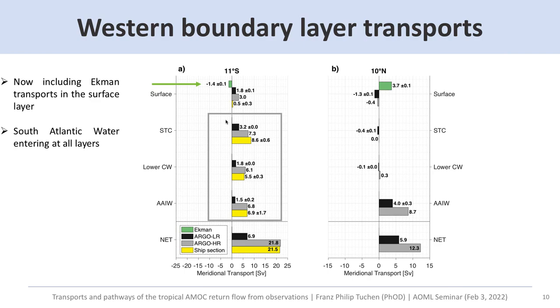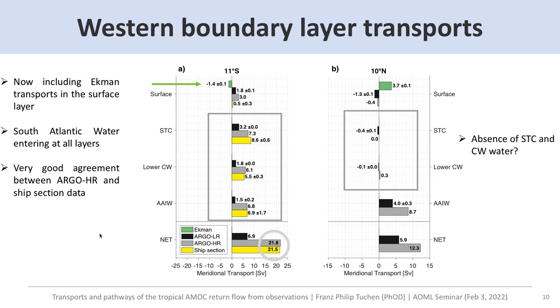We can see that basically at all layers below the surface, South Atlantic water is entering the tropical Atlantic, and agreement is great between Argo data, high resolution Argo data, and ship-based measurements, which reflects here in these total transports, which are very close. So about 21 to 22 sverdrups are entering the inner tropics at 11 South at the western boundary.